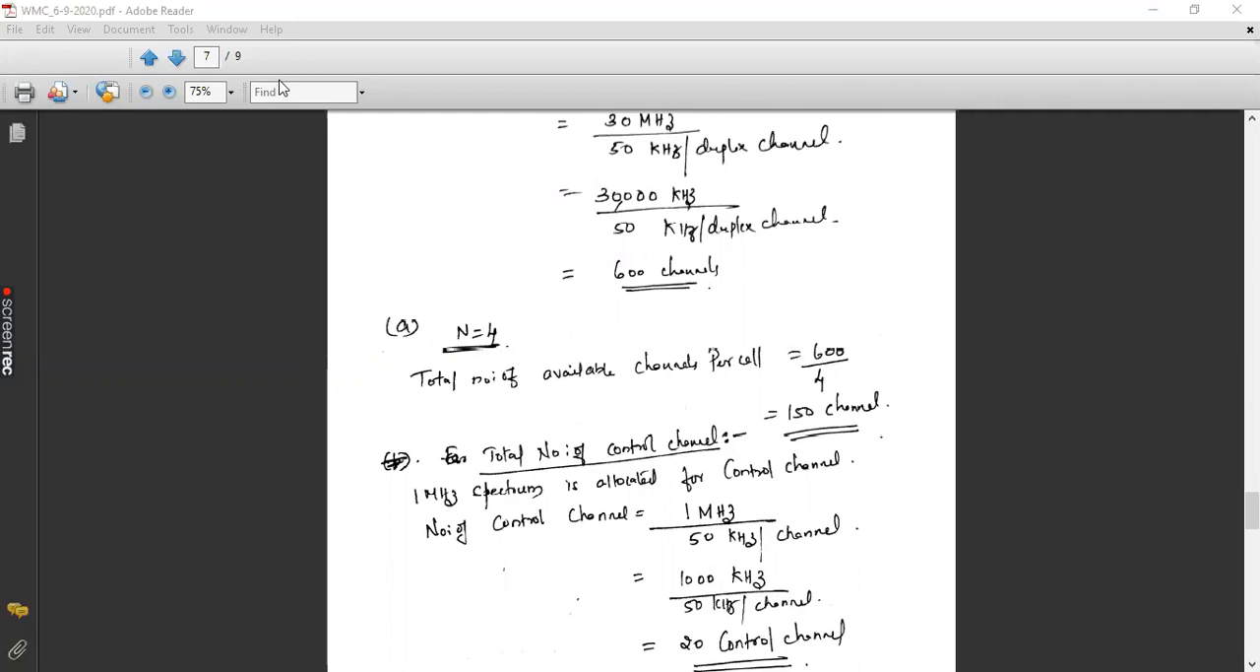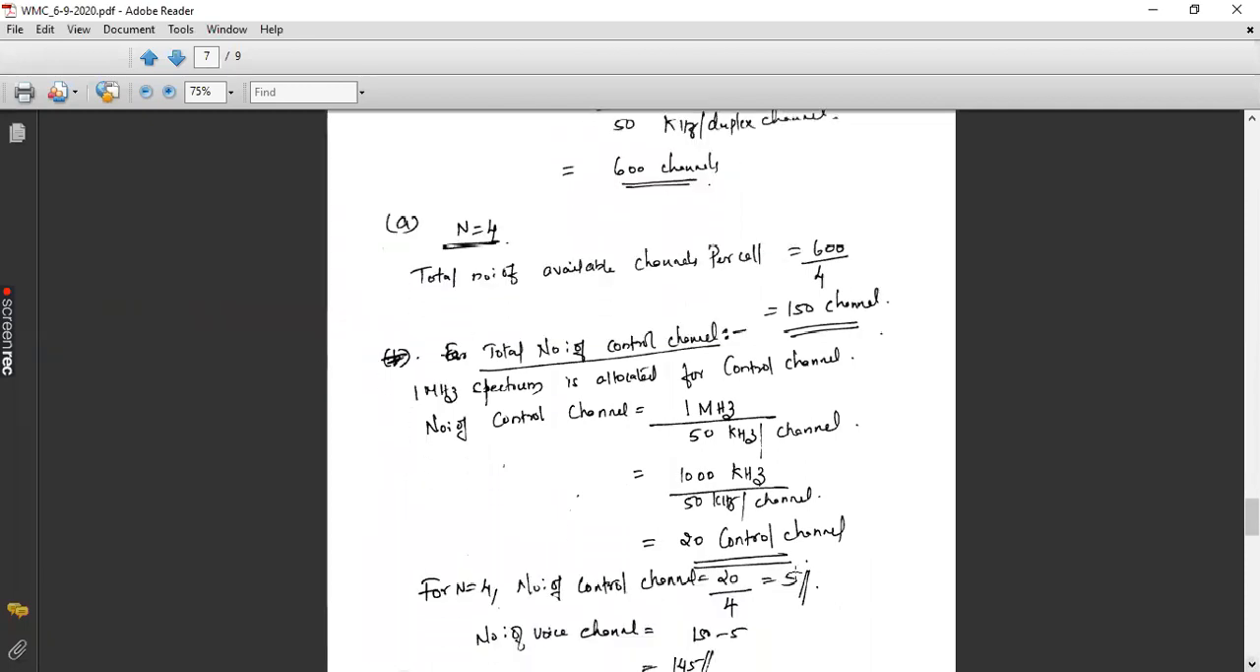This is for the entire cluster I am talking about. But in the cluster, how many cells are you having? You are having only 4 cells. So for each cell, this 20 is to be equally distributed. So 20 divided by 4 will be 5. So there will be only 5 control channels allocated to each cell.